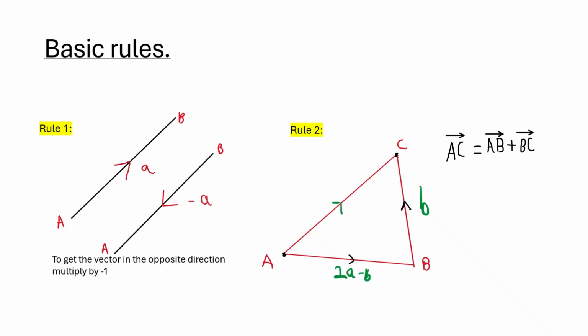My second rule is, to get from one place to the other, taking a pathway around is the same as the vector itself. So for example, AC is the same as going from A to B and then B to C, going around it essentially. So say AB is 2A minus B and BC is B. AC would be the same as adding those two together. So it'd be 2A minus B plus B equals 2A.